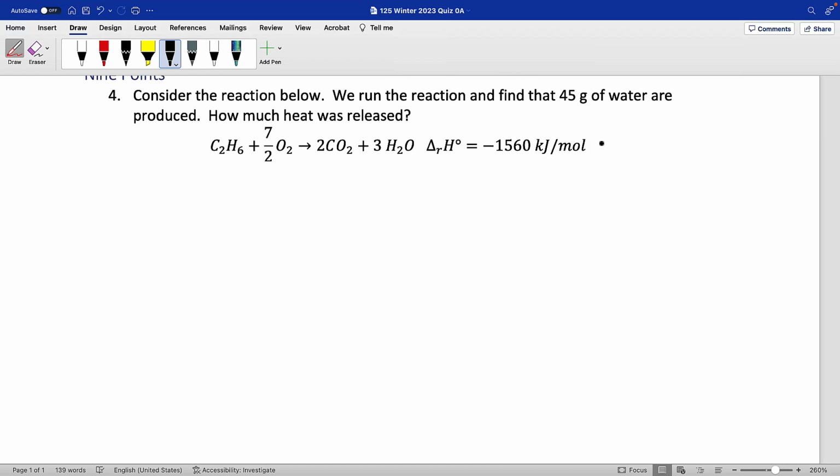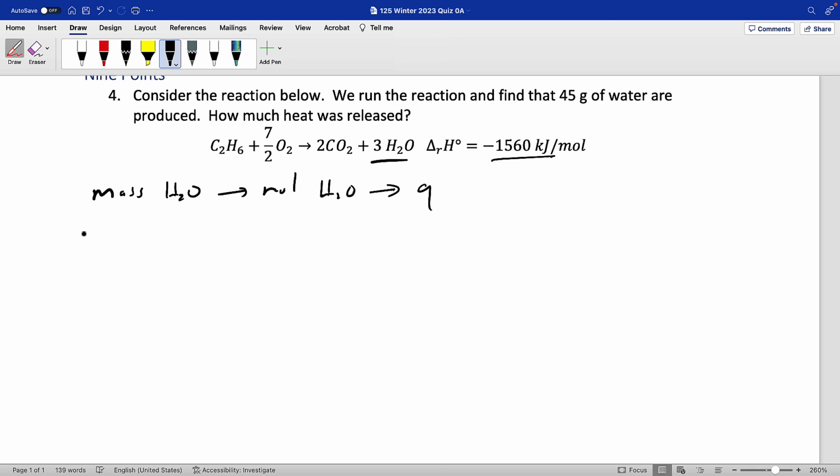Okay, so now we've got the stoichiometry heat problem. We're given a certain amount of water that's produced, and we want to know how much heat was released. So we have the water given, and let's draw a little conceptual map. We've got the mass of water. We can get the moles of water, and then since we have a balanced equation, there's a ratio between moles of water and heat, so we can get Q, and then we're going to be done.